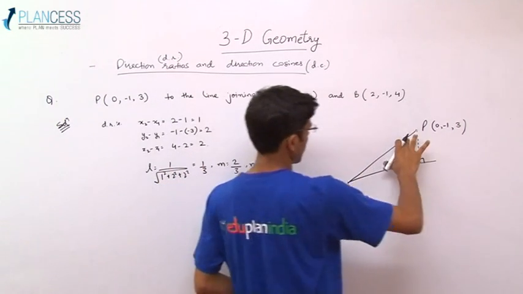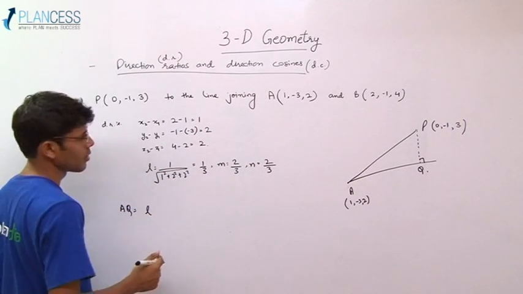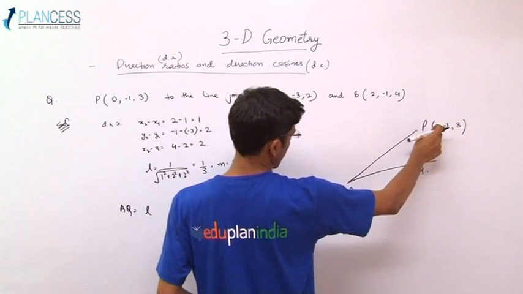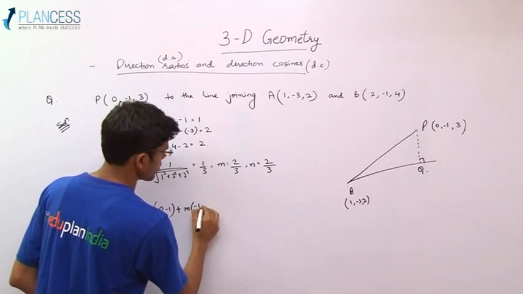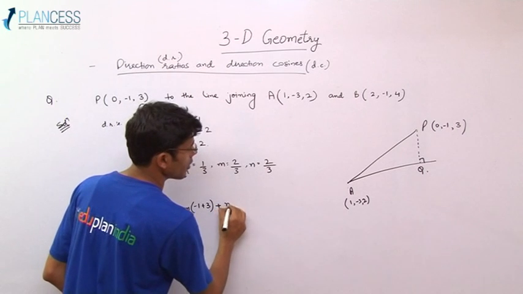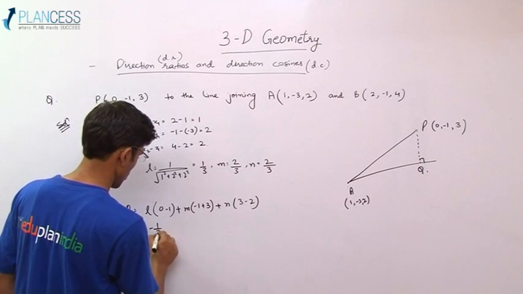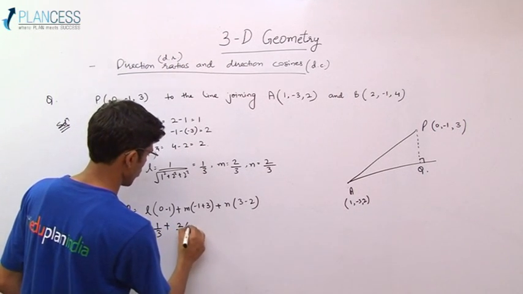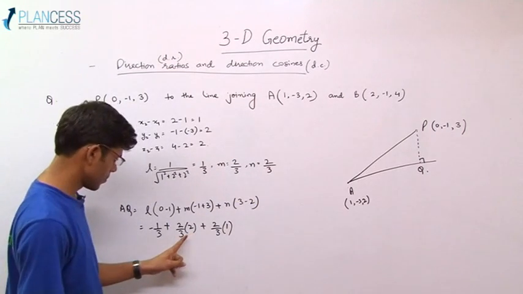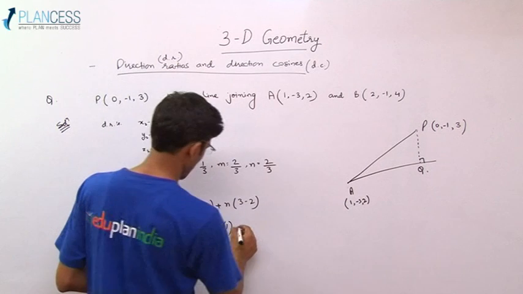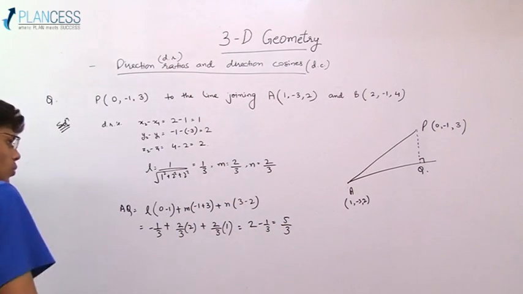So we can find the projection of this line AP on this line. This is Q. So the projection AQ is given by the formula L into the difference of the coordinates of P and point A, that is L(0 minus 1) plus M(-1 minus (-3), which is plus 3... that is 2) plus N(3 minus 2). So this is minus L, L is 1 by 3, plus M is 2 by 3 into 2, plus N is also 2 by 3 into 1. So this is minus 1 by 3 plus 4 by 3 plus 2 by 3, that is 5 by 3. So this is AQ. Now we have to find AP.